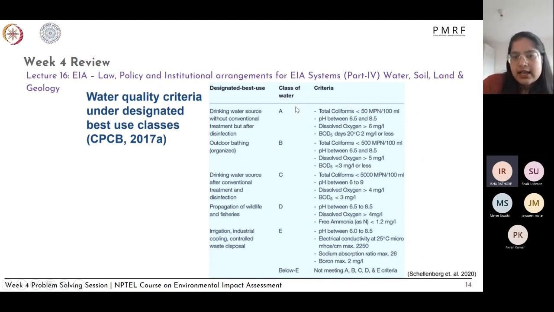So we have different classes of water. This is again prescribed by the Central Pollution Control Board. And we have the different types of designated best use. That is, is this water good for drinking water? Is it good for outdoor bathing? Is it good for propagation of wildlife and fisheries? Is it good for irrigation of crops?